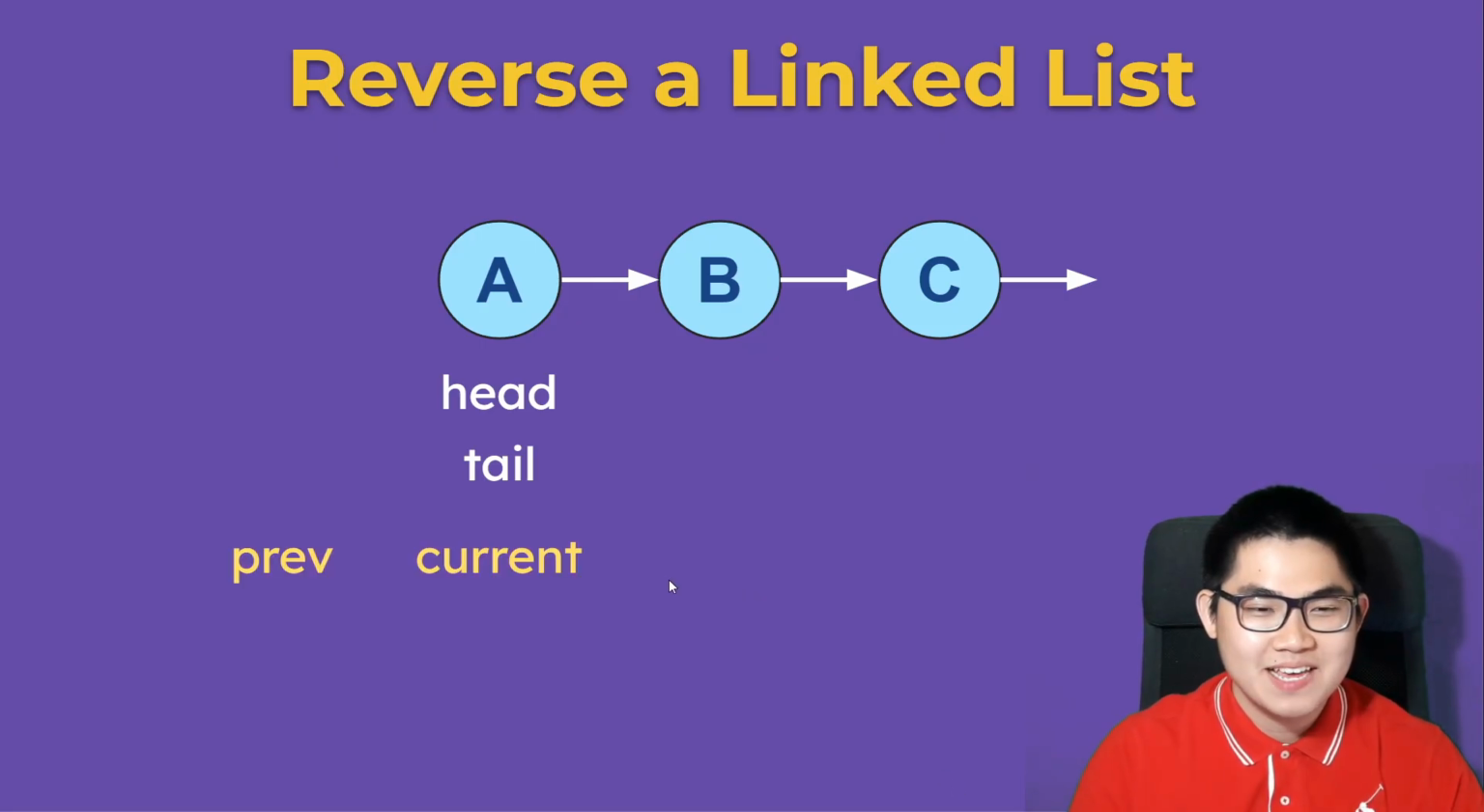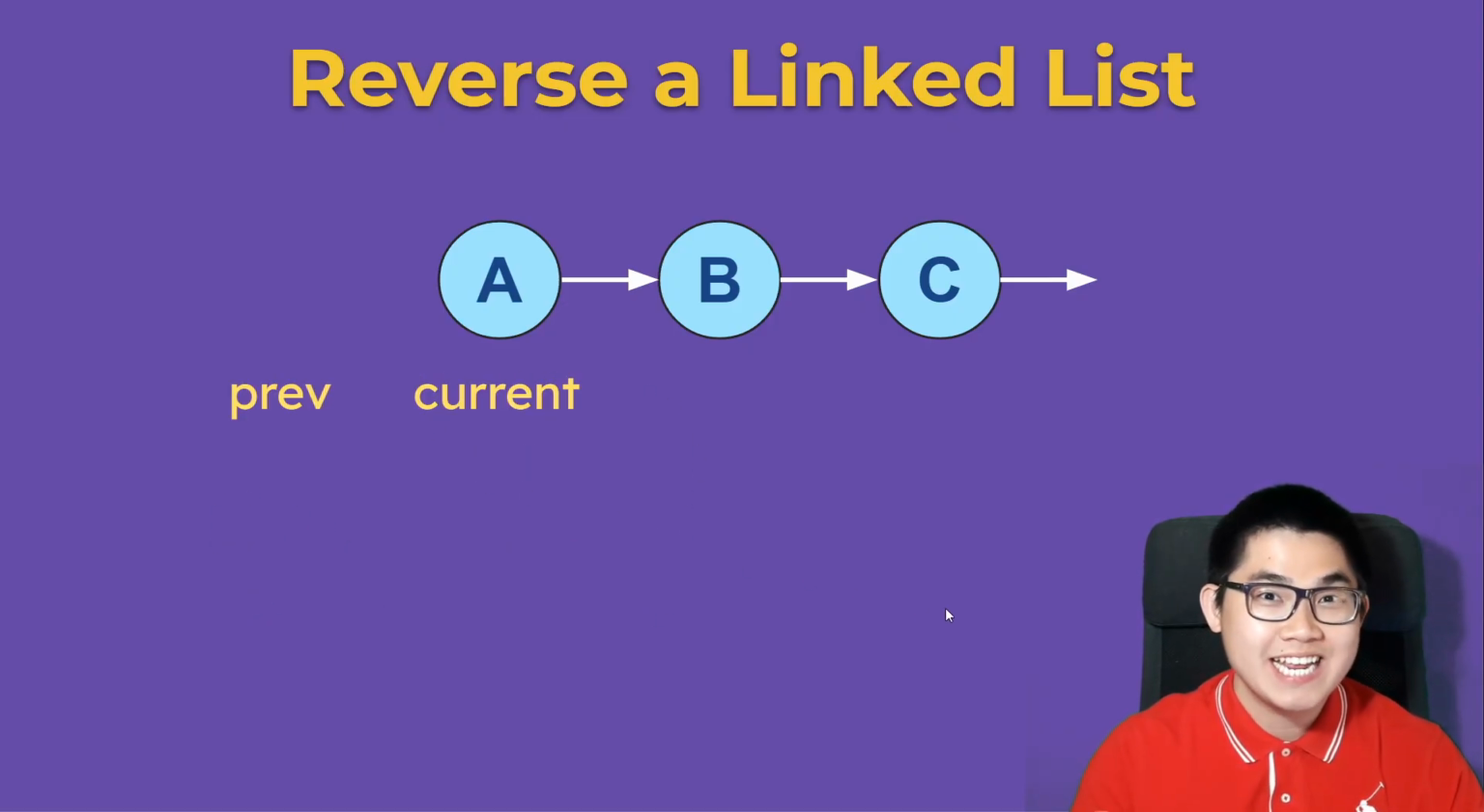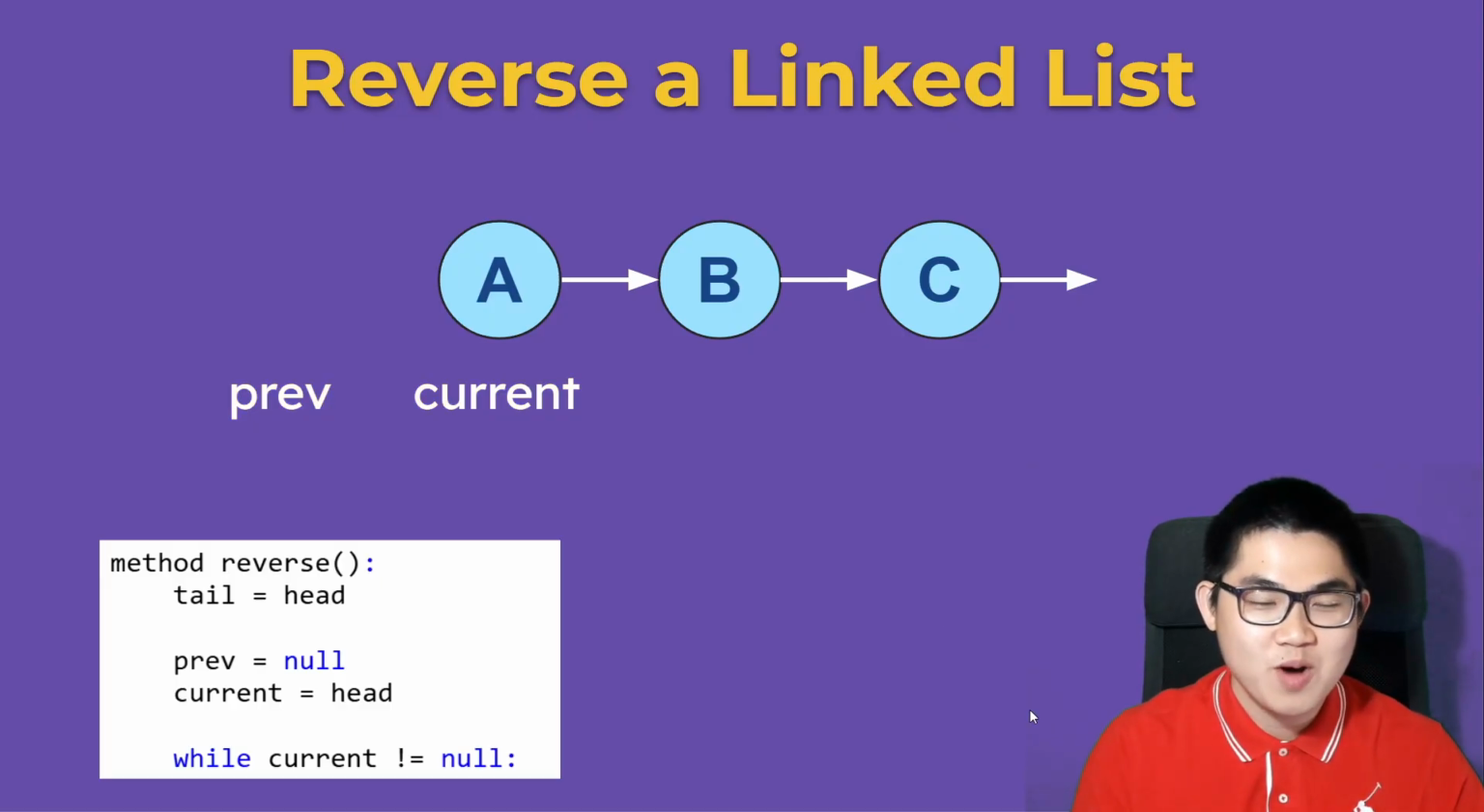The second step is point current to the first node, and we also have the previous pointer here. And just forget about the head and the tail. We'll see it again later. Let's pause for a moment and see what we've done so far in the pseudocode.